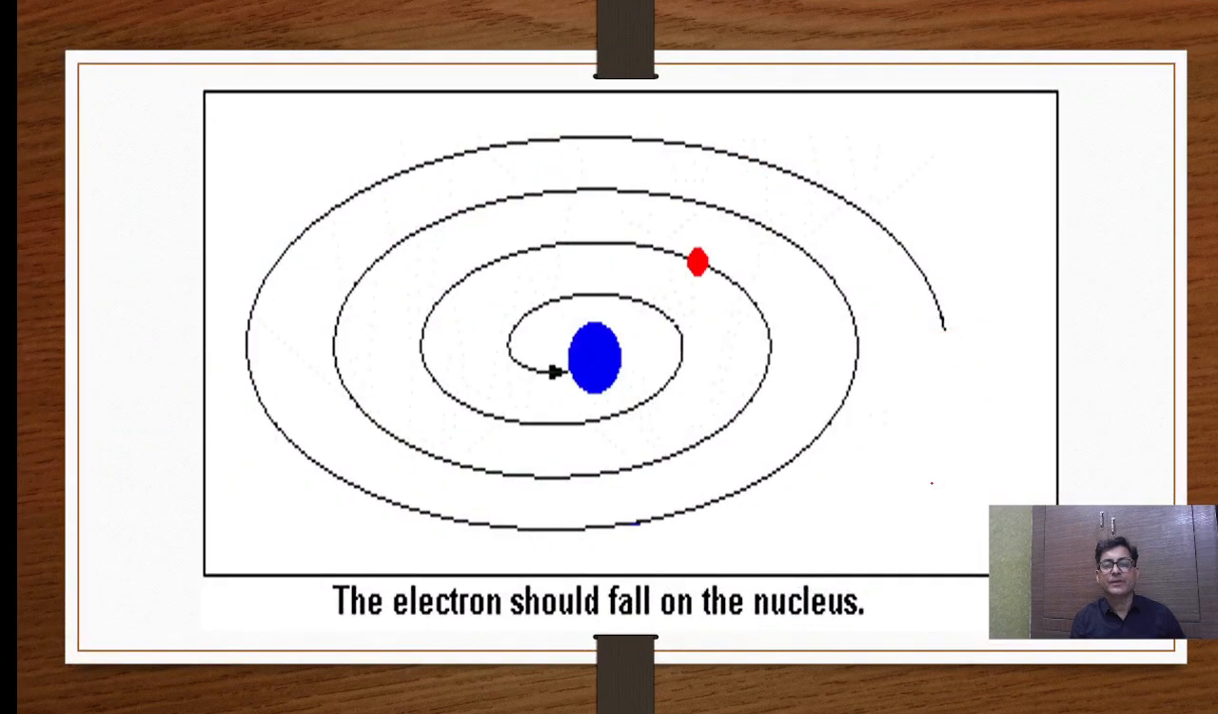Like this. This is the path of the electron. The electron is losing energy slightly, and ultimately it will fall into the nucleus, as is visible on your screen. So this is the drawback of Rutherford's atomic model.